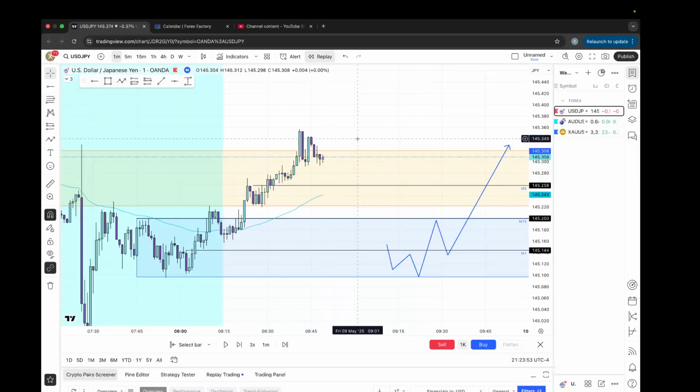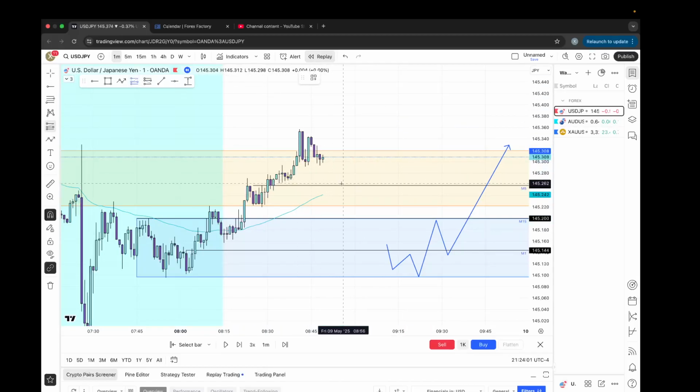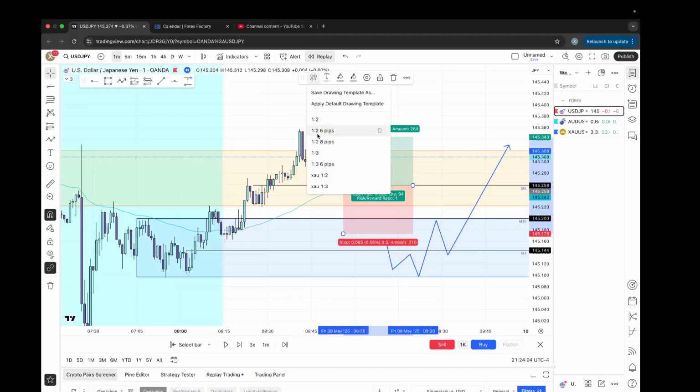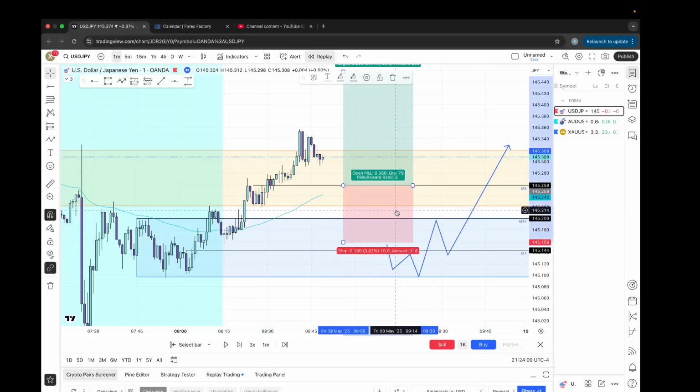You normally want them stacked together, or at the very least within no more than 5 pips apart. So if we put our buy limit, you'll see that they're much too far apart. This is way too far. It's almost like halfway. You normally want them stacked together.